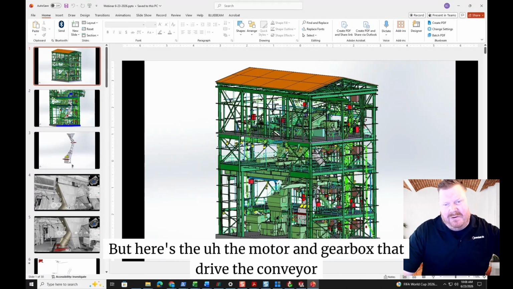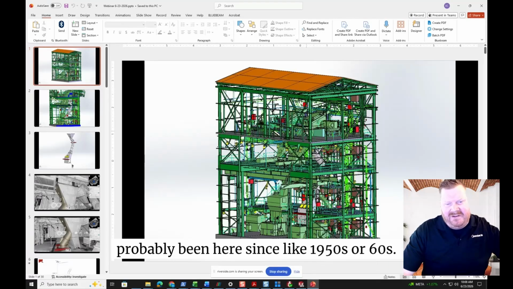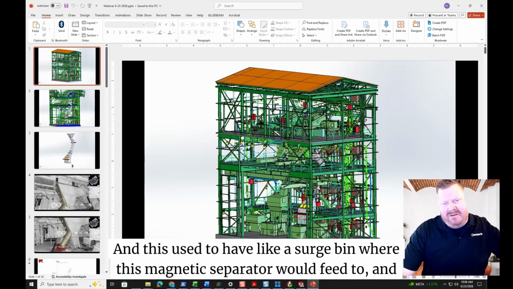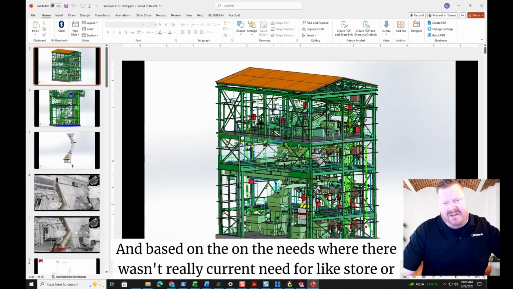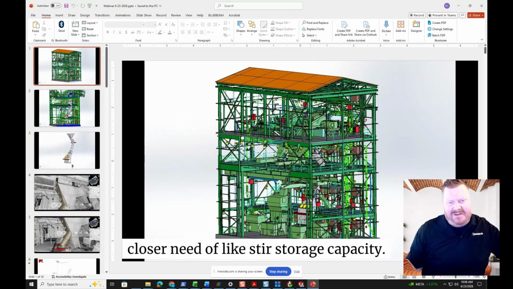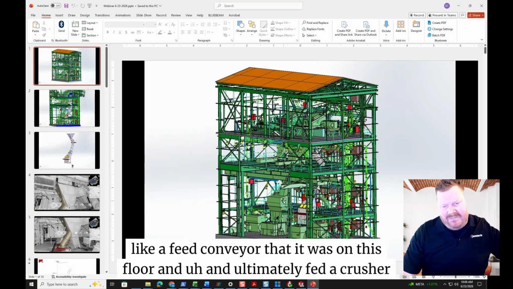But here's the motor and gearbox that drive the conveyor. And the challenge of this project is we were retrofitting a building that's probably been here since the 1950s or 60s. This used to have a surge bin where this magnetic separator would feed to, and then it went into a feed conveyor. And based on the needs, where there wasn't really a current need for storage capacity, somewhere in the 80s and 90s, they took out the surge bin and the feed conveyor that was on this floor and ultimately fed a crusher here.